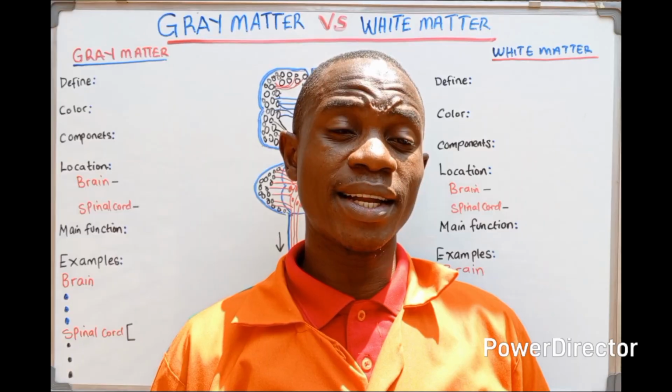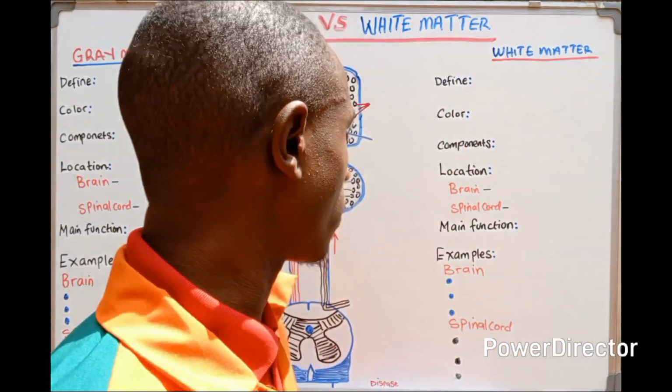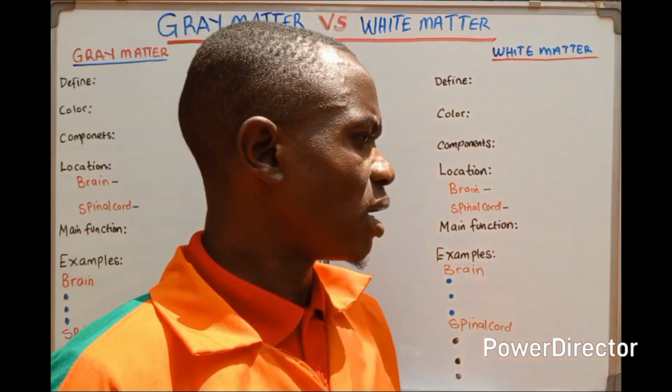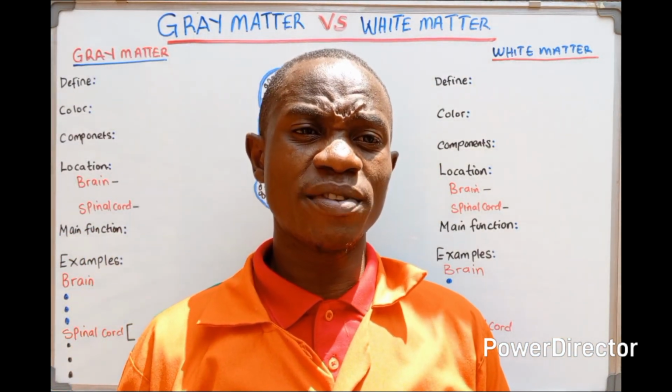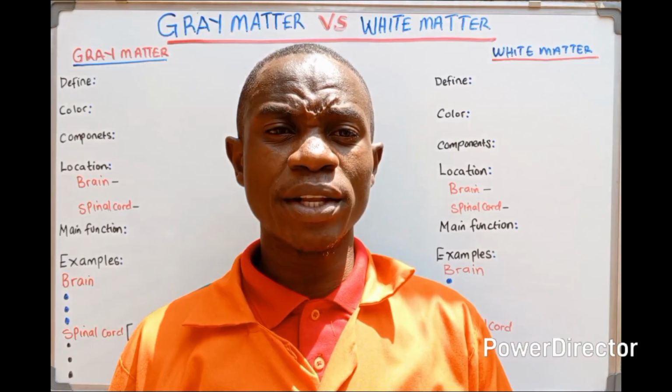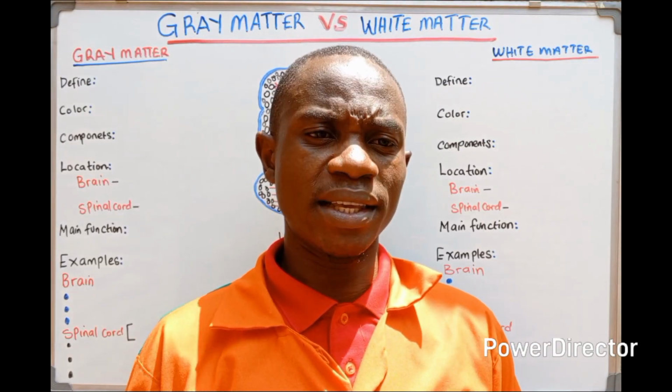Let's go ahead and get started and look at what we call the gray matter and what we call the white matter. We are going to be meeting these common terms during the study of neurophysiology, the gray matter and white matter. We need to understand what gray matter is and what white matter is.